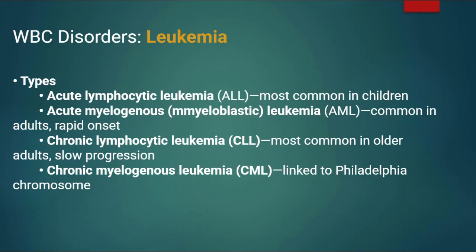Acute myelogenous leukemia, or AML, usually occurs in adults and progresses quickly. It develops from the myeloid stem cells and requires immediate treatment, often with chemotherapy and sometimes stem cell transplant.